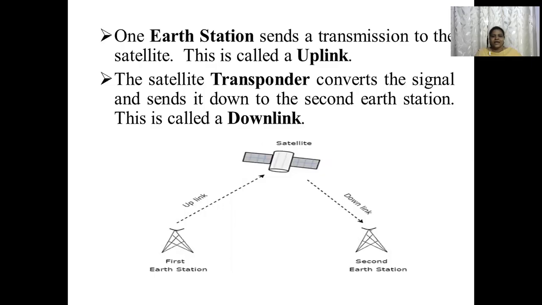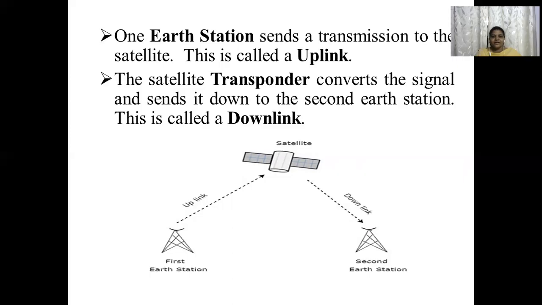So this is the diagram for satellite communication. If you observe this diagram, here we have a satellite, first Earth station, second Earth station, and the link between the first Earth station and the satellite is the uplink, and from the satellite to the second Earth station is the downlink.